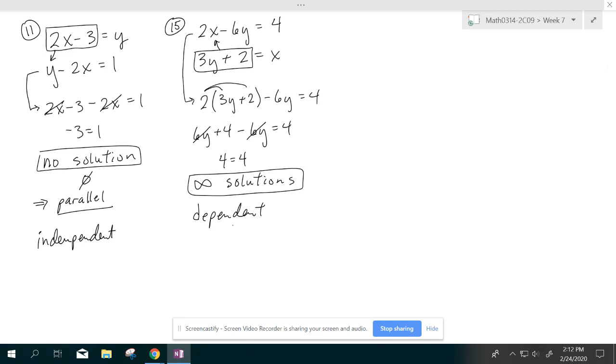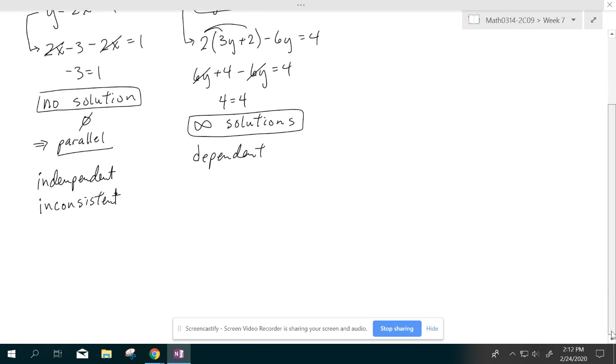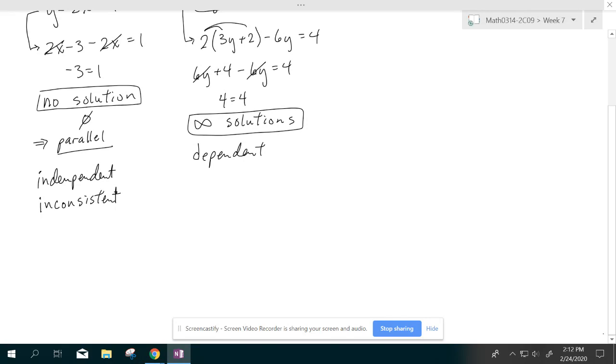Do y'all understand the difference between those two words now? If the lines touch more than once, if they're the same line, they're dependent. Otherwise, they're independent. Okay, now consistent or inconsistent. Inconsistent means they never touch. So parallel lines never touch, they're inconsistent. Otherwise, they're consistent.